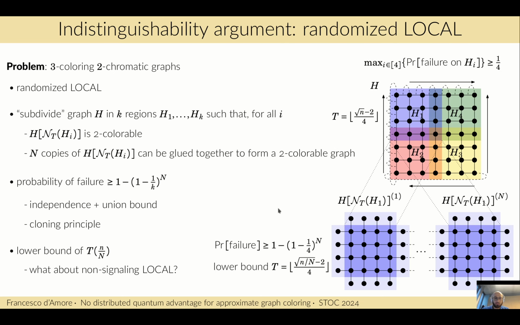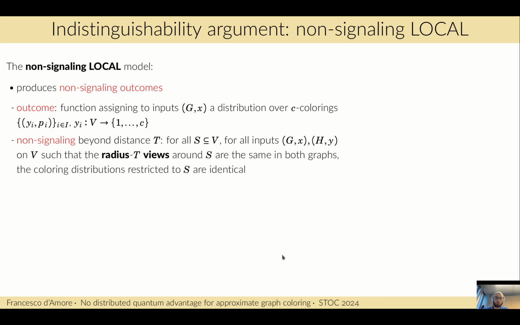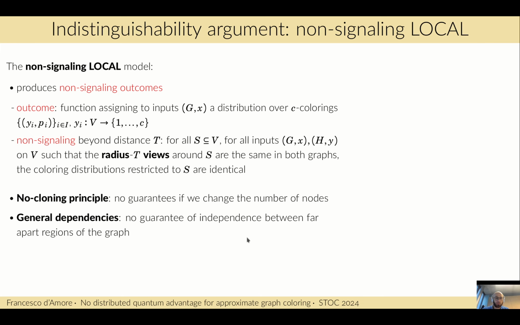What about non-signaling local? In non-signaling local, we have some problems. Here I have reported a definition of the non-signaling local model because I want to stress the fact that the non-signaling property holds only for pairs of inputs that have the same number of nodes. So you cannot consider different inputs that have different numbers of nodes. This is due to the no-cloning principle, which means that there are no guarantees if we change the number of nodes.